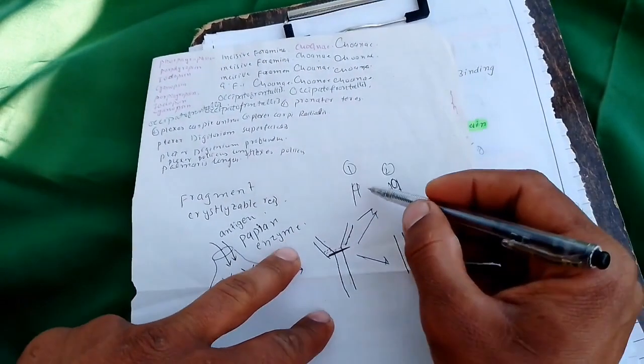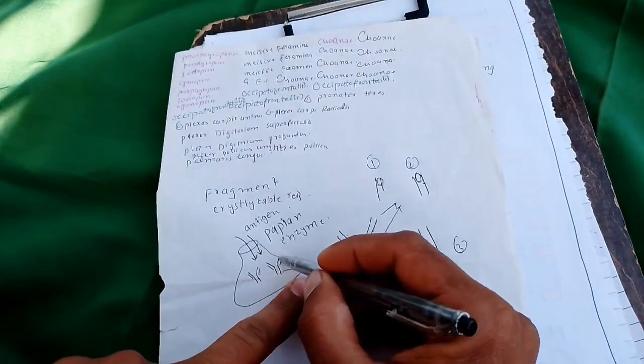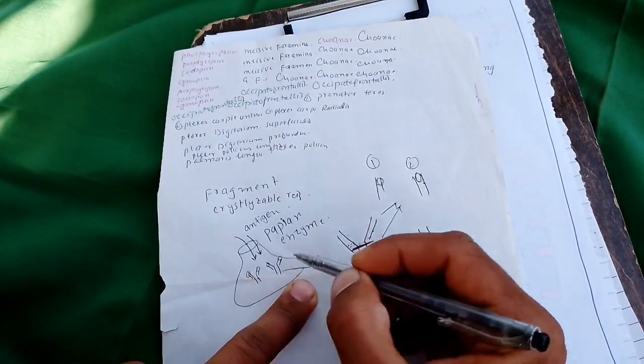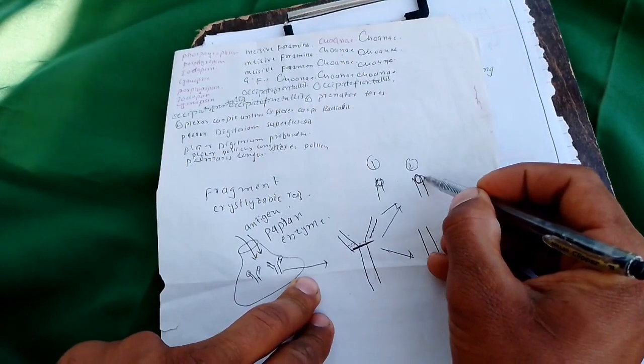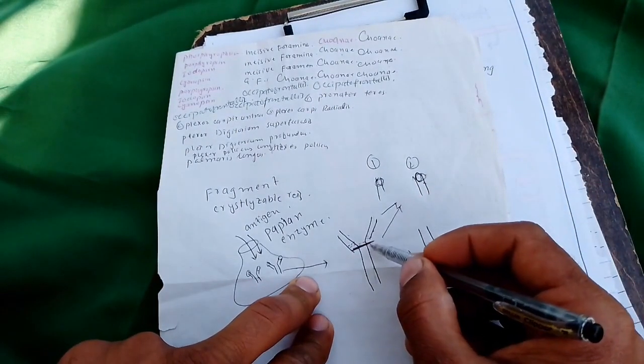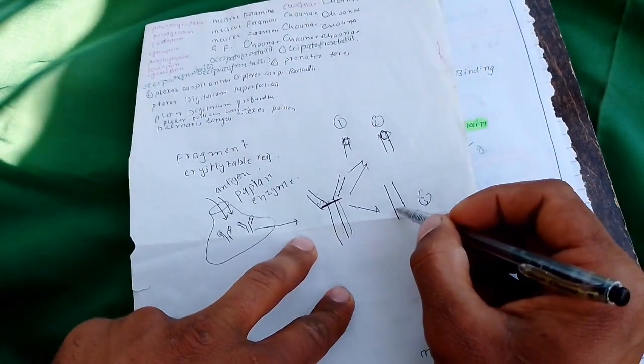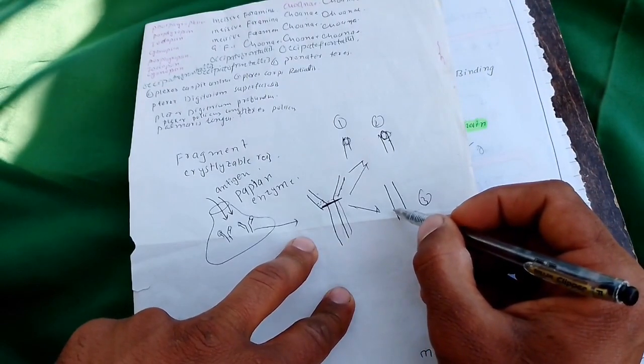Okay. So the antigen is attached to this variable region. This is the antigen binding site. While this region is not attached to the antigen, this is a constant region.